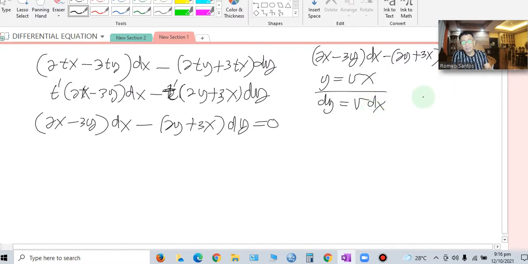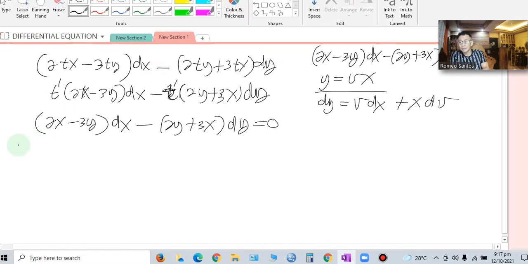This is product formula plus x dv. Okay? First term multiplied by the derivative of the second term plus the second term multiplied by the derivative of the first term. Yun ang product formula. So, let us substitute values.